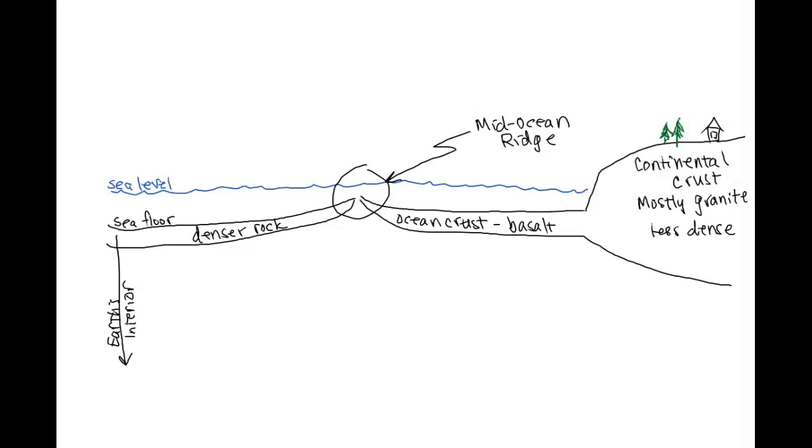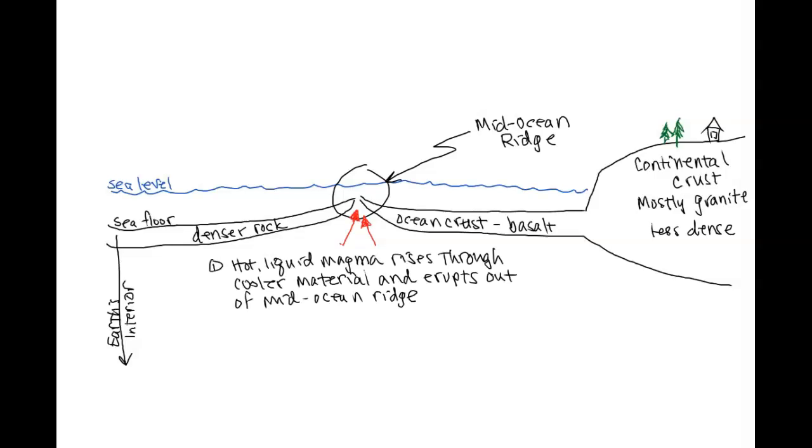So the mid-ocean ridge is a place where molten rock erupts out of the mountain range down there, the ridge system. Right. So the hot liquid magma rises through cooler material and erupts out of the mid-ocean ridge. That's what those red arrows represent. And of course, the hot material rises because it is less dense than the stuff around it.